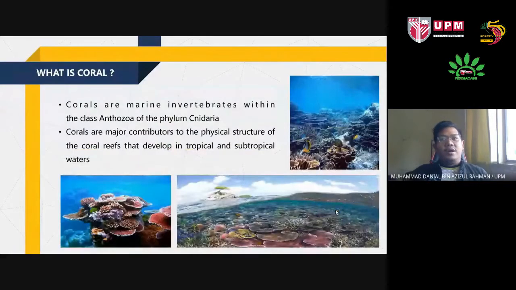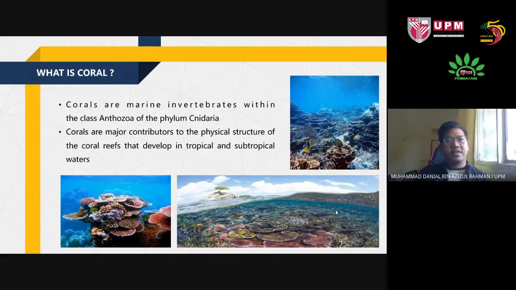Okay, as you can see in the picture, corals are marine invertebrates within the class Anthozoa and the phylum Cnidaria. Corals are the major contributors to the physical structure of the coral reefs that develop in tropical and subtropical waters. They can be found in Tioman Island, Sipadan Island, Mersing Island, and also in Bidong Island in Terengganu.